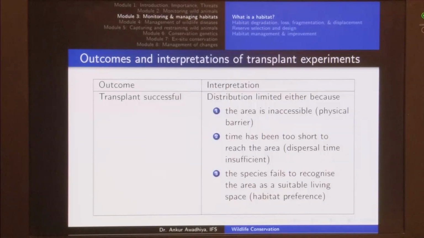If we give the animals more time, they would be able to go to the other area, or the species fails to recognize the area as a suitable living space. So, essentially it could live there, but it does not know that it can live there, or there are some factors because of which it does not prefer that area. So, it goes by the name of habitat preference.